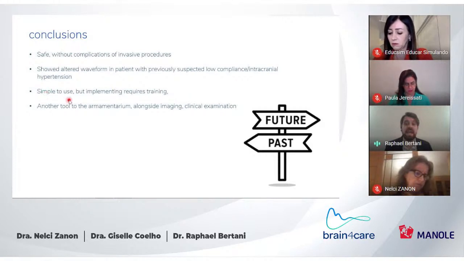It's simple to use, but we do need to be trained for it. We do need help from the B4C, Brain4Care team, which is always very helpful, thankfully, to implement this device in our centers. And this is a very important part because the team needs to work very well for these results to be meaningful and significant. And the way we have seen it, it's another tool for us alongside imaging, alongside clinical examination, and everything else. So I think we're taking a right turn here towards the future, which is always very exciting to us.